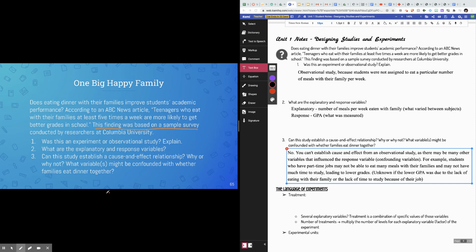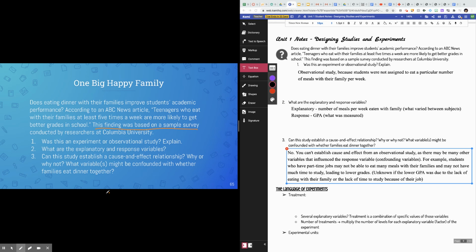at Columbia University. Okay, so as soon as you hear the words sample survey, the light bulb, siren, whatever you want to call it, that should go off in your head: ding, ding, ding, ding. This is an observational study. Okay, so that's the answer to the first question. This is an observational study because students were not assigned to eat a particular number of meals with their family per week, right? They didn't select random teenagers and say, okay, this group of teenagers is only going to eat with their family once a week.